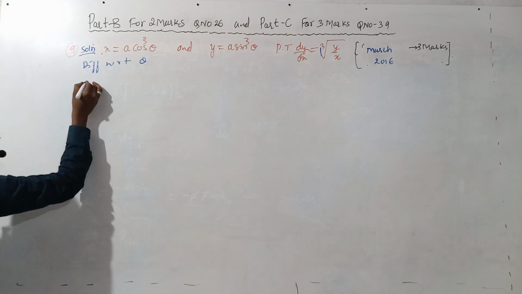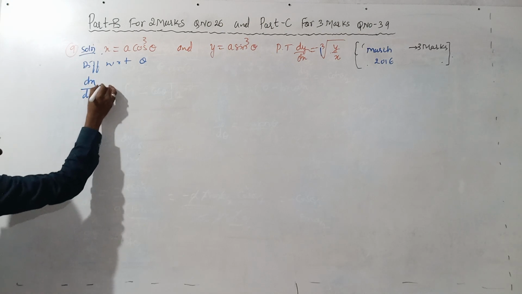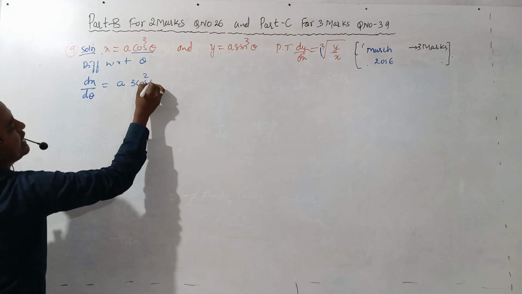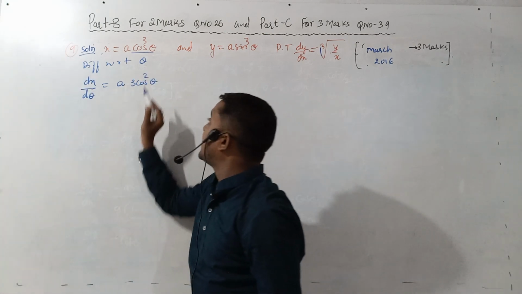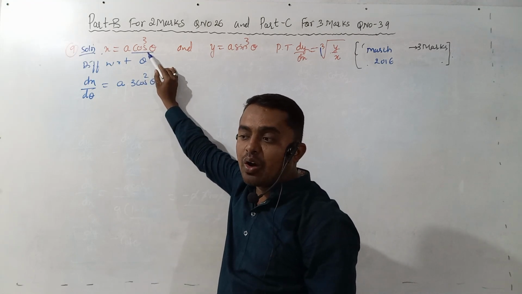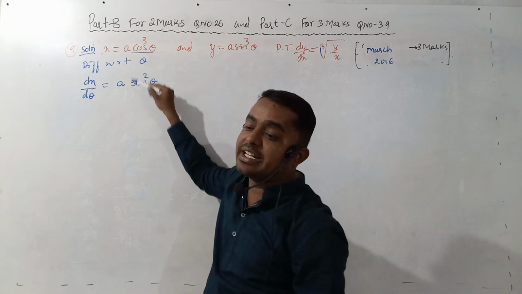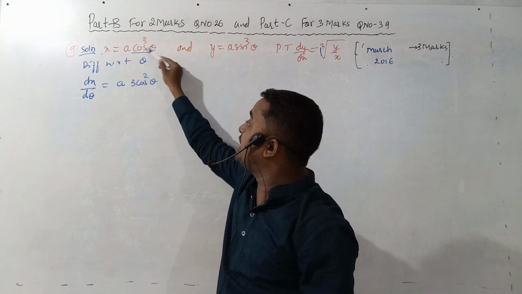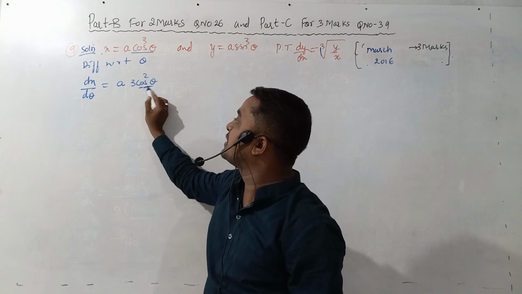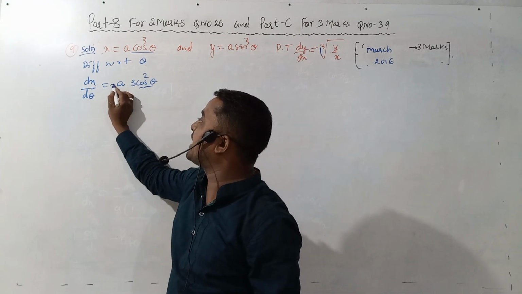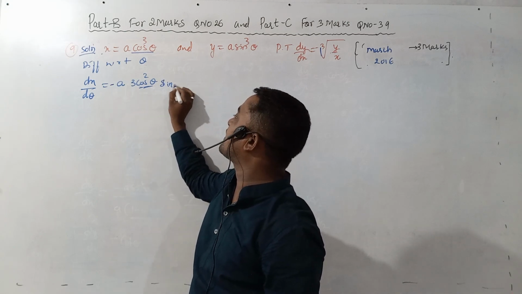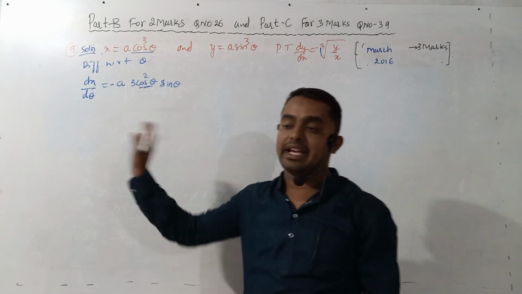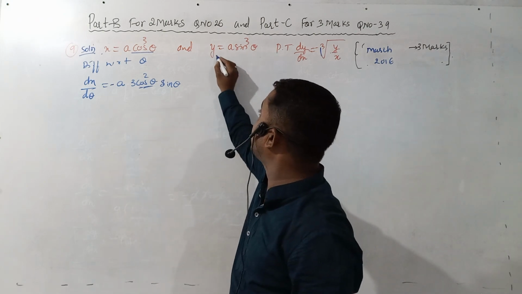Derivative of x with respect to theta, dx by d theta. The a stays as it is. The derivative of cos cube theta is 3 cos square theta, since the 3 comes to the front and the power becomes 3 minus 1, which is 2. Then the derivative of cos theta is minus sin theta. I am writing the minus outside, and only sin theta here, because the minus is written behind the a. Then differentiate this one.